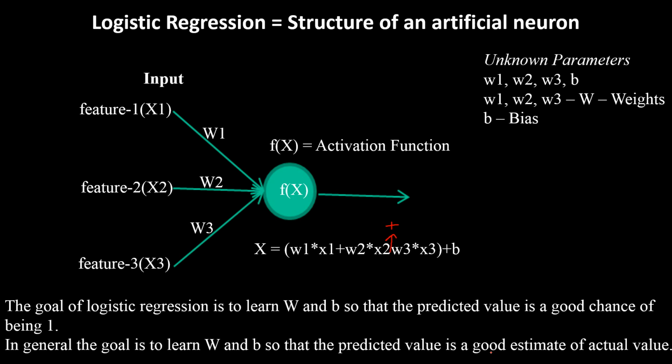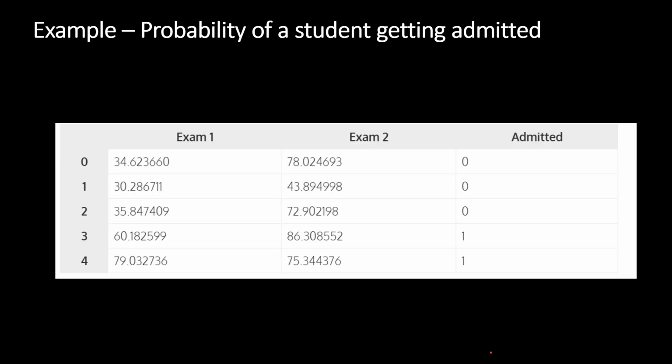Okay, so let's consider an example where we have scores from 2 exams, and the final result, whether they got admitted or not. So let's solve this problem with logistic regression.